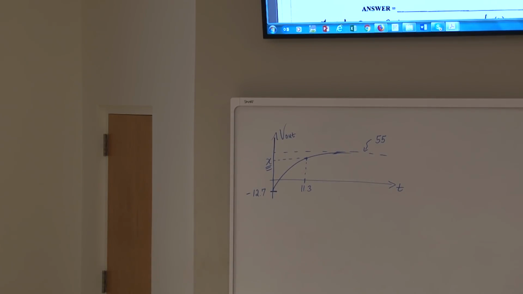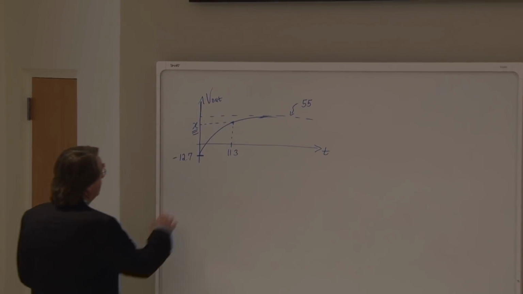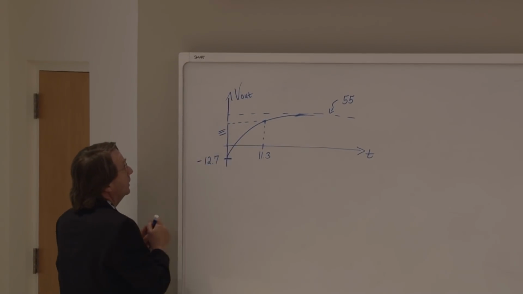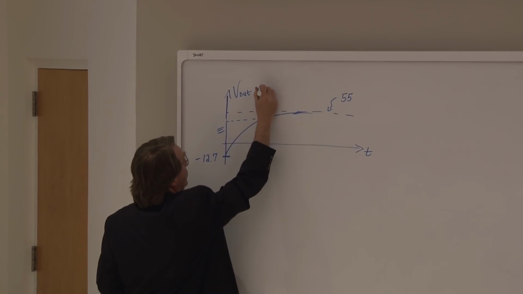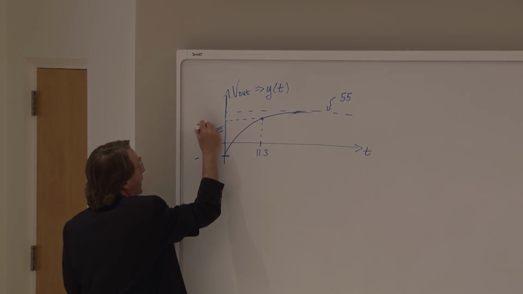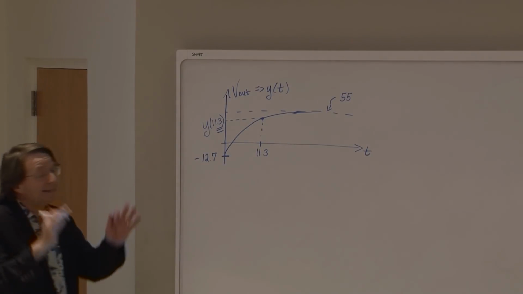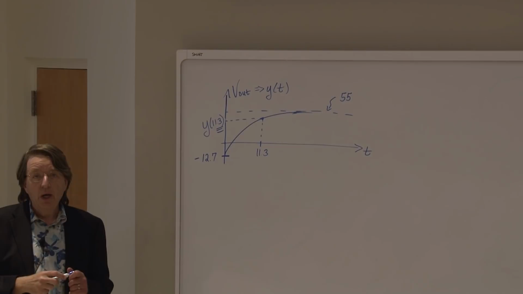In fact, I shouldn't put X. I should put y of t, because we're about to use notation that says the output is y of t. So if you don't mind, this is y of 11.3 seconds. I'm sorry to confuse you, but that's actually the more precise notation.